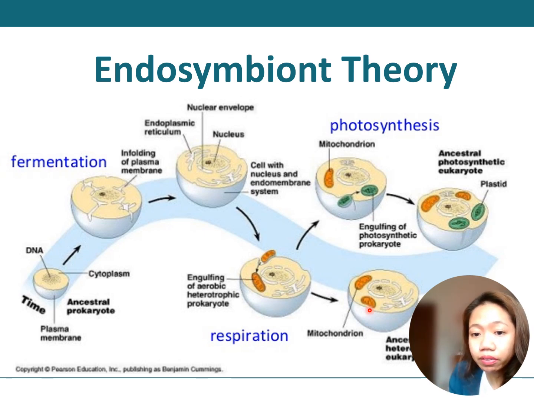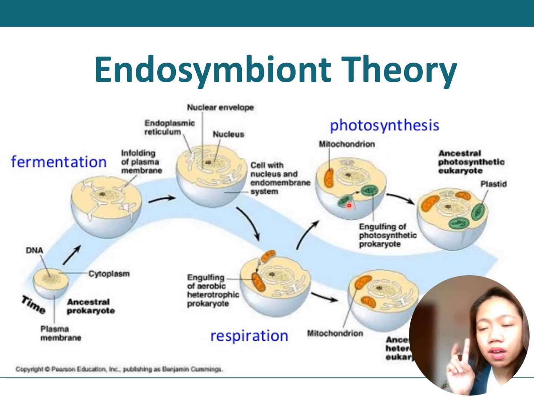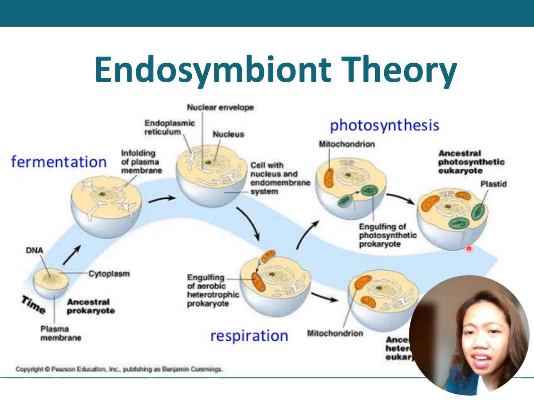Alright, how about the other part? Well, aside from being symbiotic with an aerobic heterotrophic prokaryote, some species of early eukaryotic cells also became symbiotic with a photosynthetic prokaryote. So this is still a bacteria that is able to photosynthesize. So it has two sources of energy: the mitochondrion and the photosynthetic prokaryote. That photosynthetic prokaryote eventually became the plastid, and that is how the plant cells evolved.